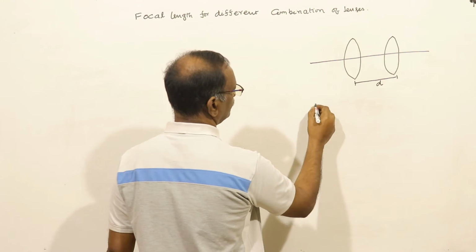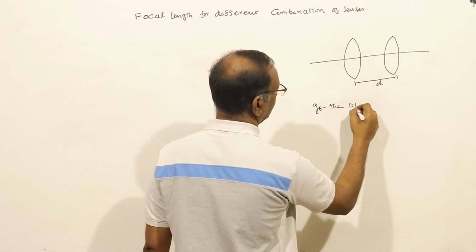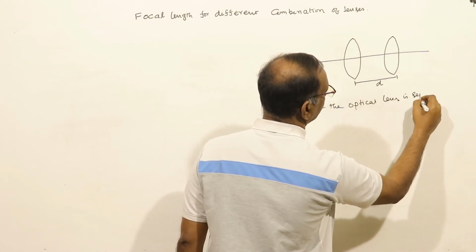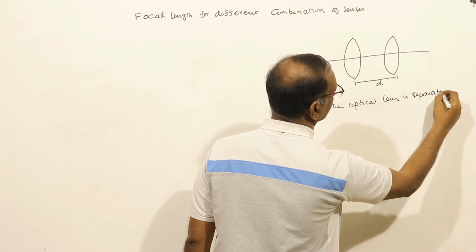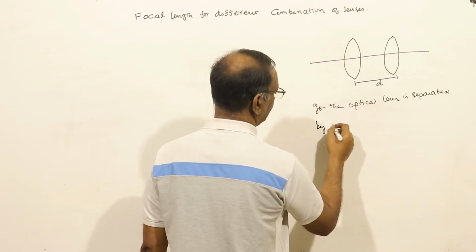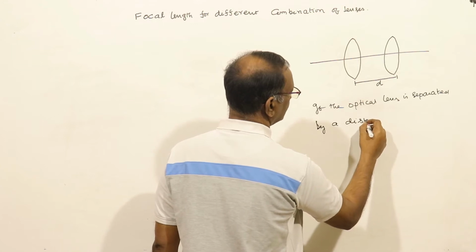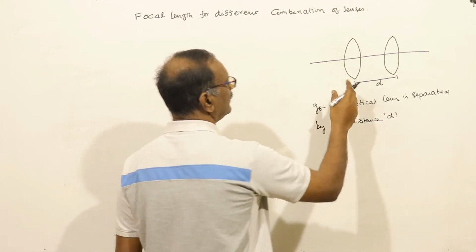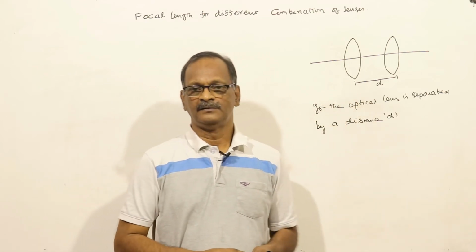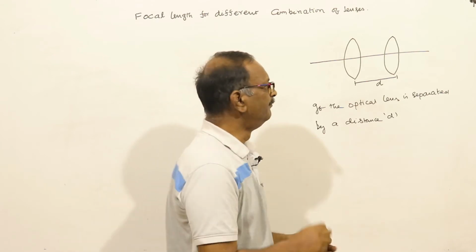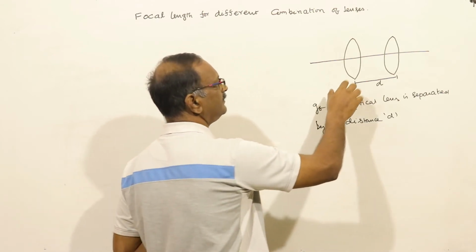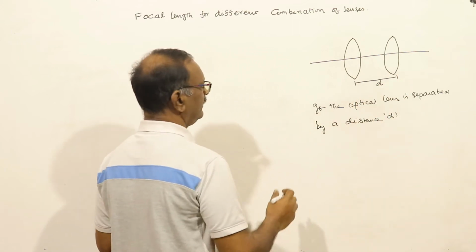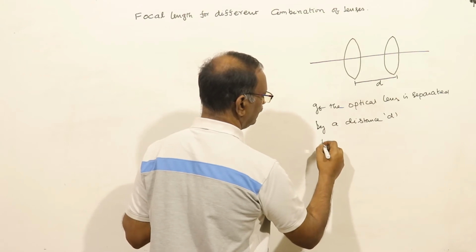If the optical lens is separated by a distance d from each other, and previously we have seen when the two lenses are kept in contact, we have seen the effective focal length. Now we are going to see when the two lenses are separated by a distance d. What about the focal length? Then the effective focal length.